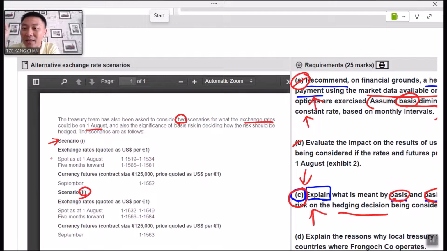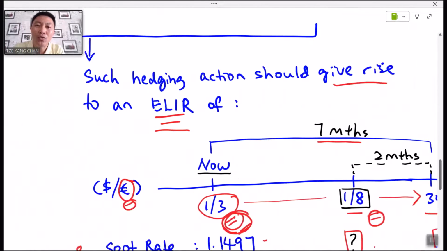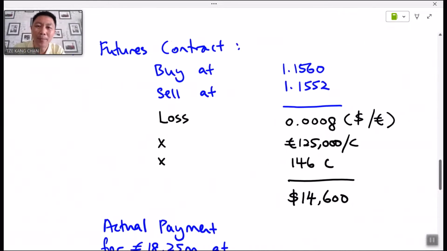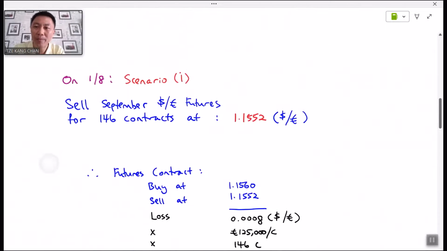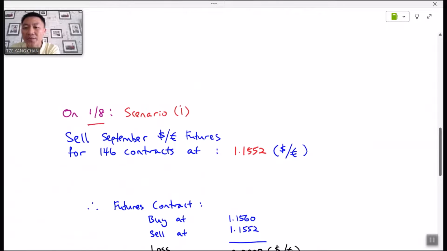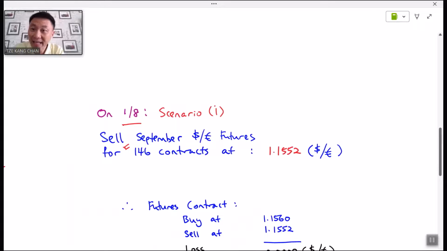In scenario 1, the spot rate is given as follows, and take note, we are looking at the selling rate. And the price of the September currency futures is now moved to be $1.1552 per euro. So with this actual data, we will be able to derive the outcome of the hedge based on scenario 1. So on 1st August, we would just have to enter a reverse trade order of selling the September future for the same number of contracts based on the price given in scenario 1.